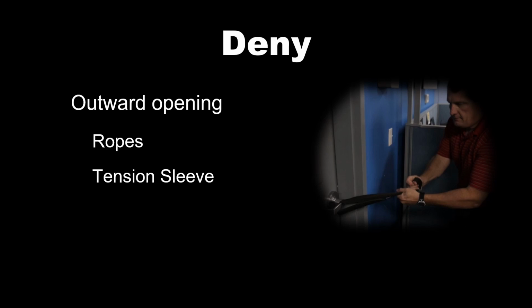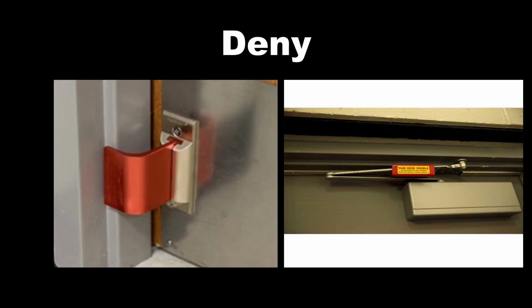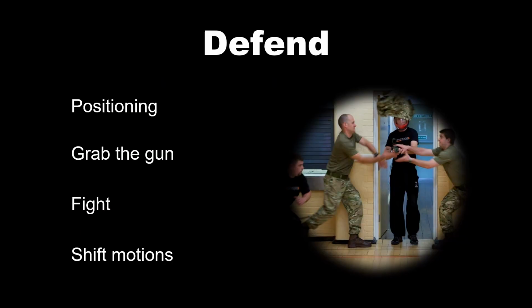This will provide you with a little bit more time, and you could possibly create a vulnerable moment for the shooter once they open the door. This is just an example of door closures that can be installed in advance to create a safe zone in your office suite area. The last phase of deliberation is defend.